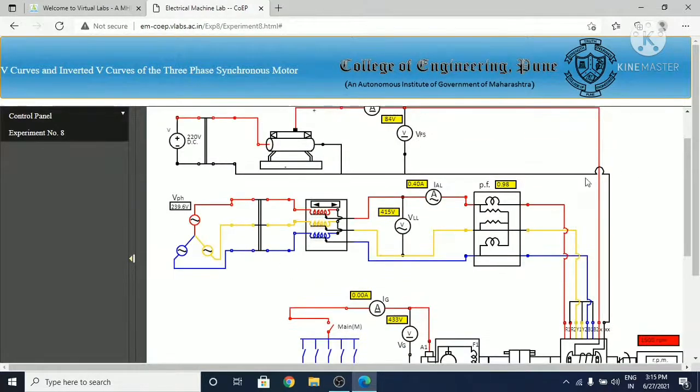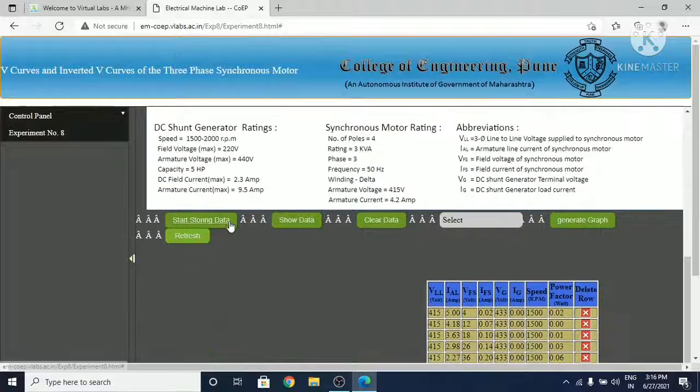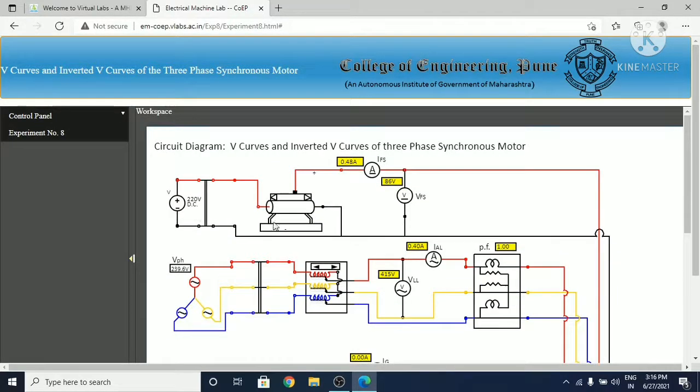Here you can see it almost reaches the unity value. Once the synchronous motor operates at unity power factor and we increase the field current beyond that, the stator current is directly proportional to the field current, whereas the power factor is inversely proportional to the field current. Before it reaches the unity power factor, it's vice versa: the stator current is inversely proportional to the field current, and the power factor is directly proportional to the field current.